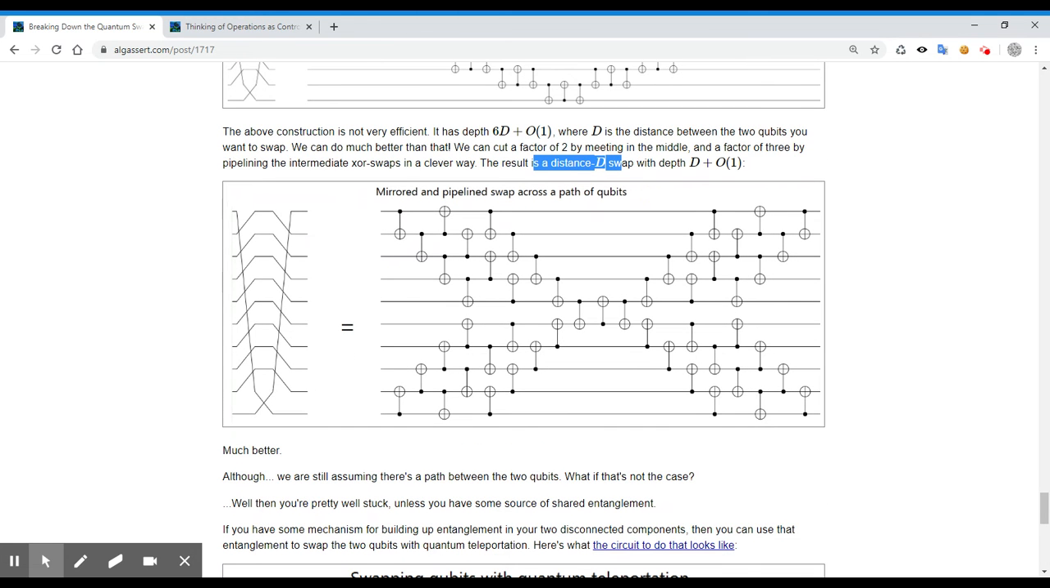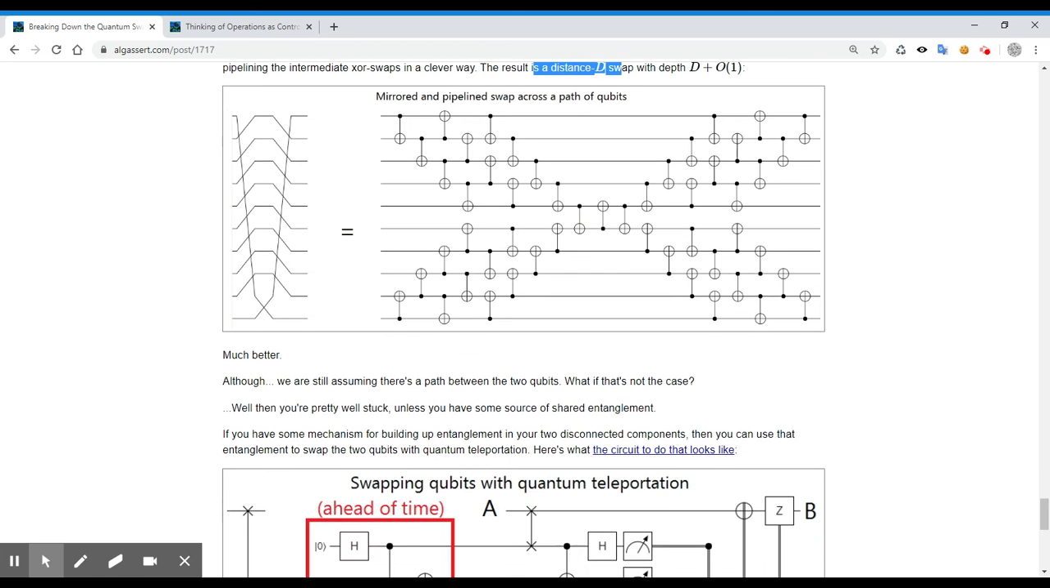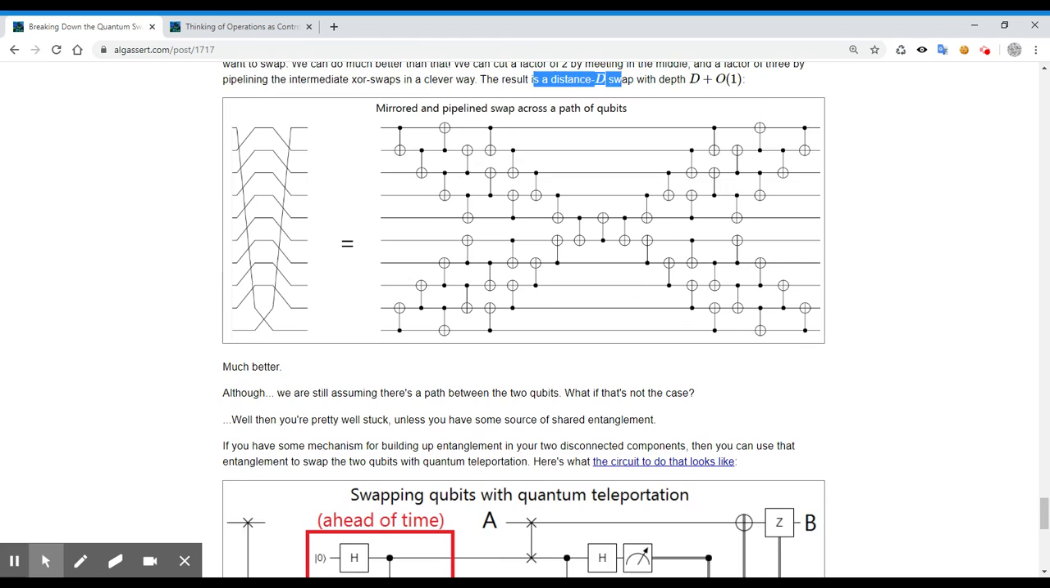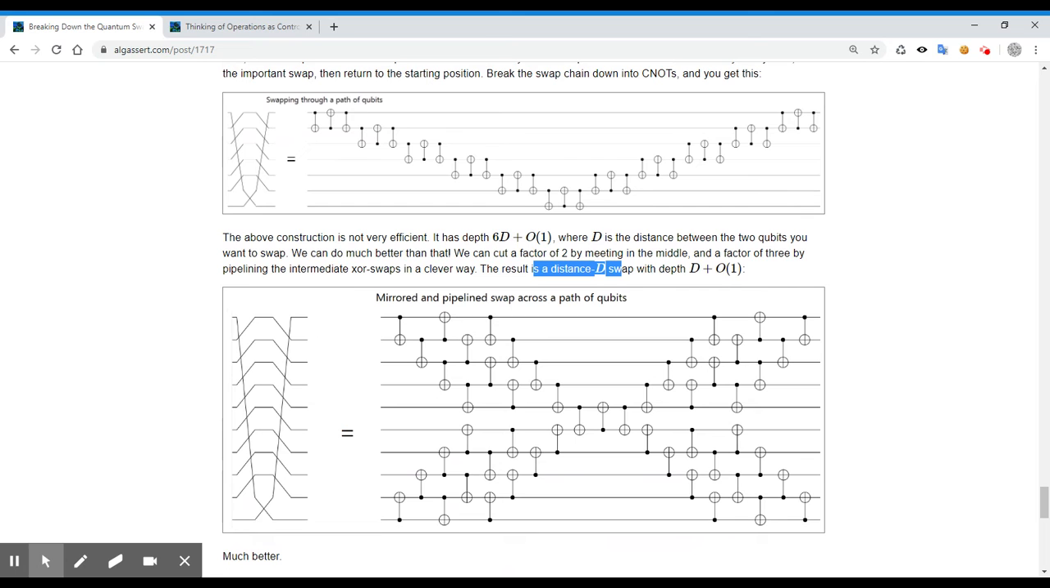That's pretty interesting. What is going on here? Distance d swap with depth d plus 0.1.